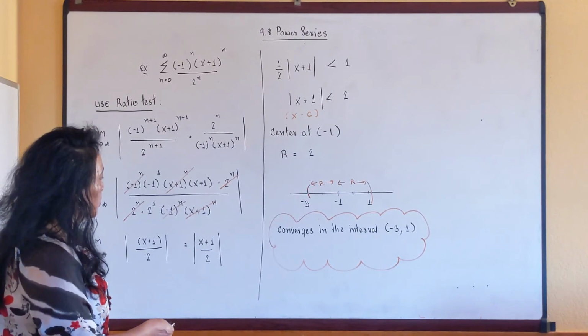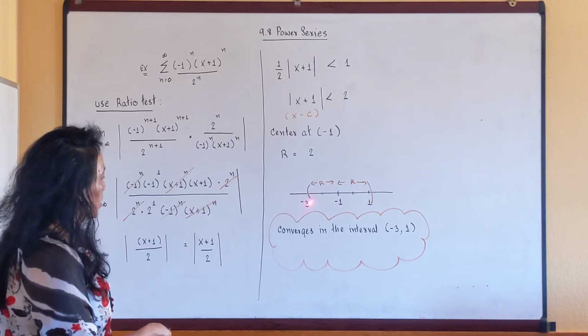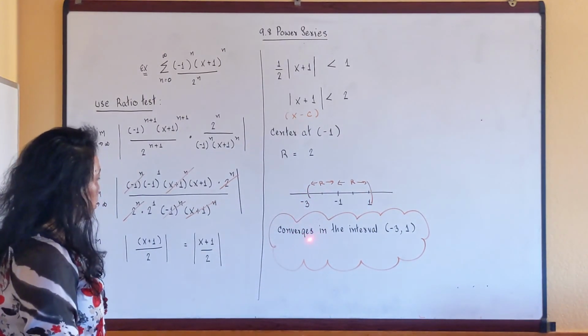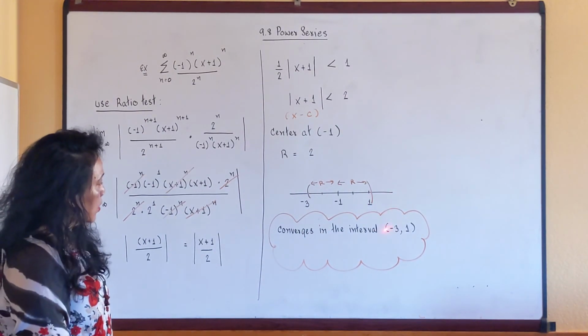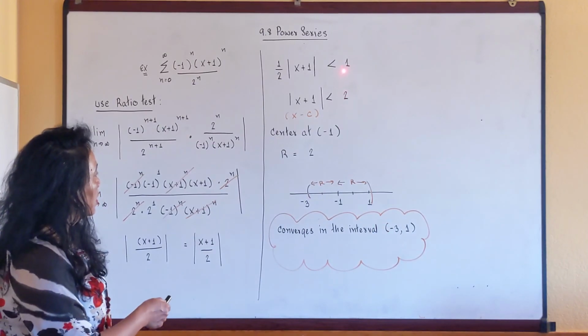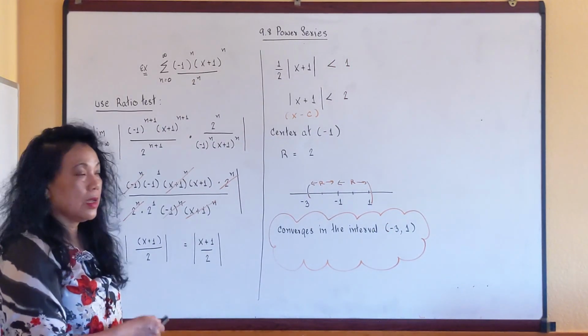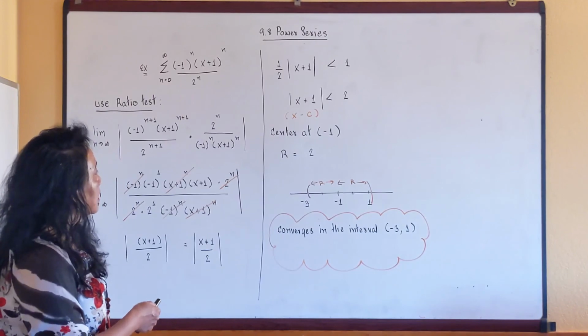Now if you graph it, negative 1 is here, radius is 2. Go to the left 2, go to the right 2, you're going to have negative 3 and 1. That is the interval of convergence, negative 3 to 1. Not including negative 3 because we want it to be strictly less than 1. Not including 1, same reason.